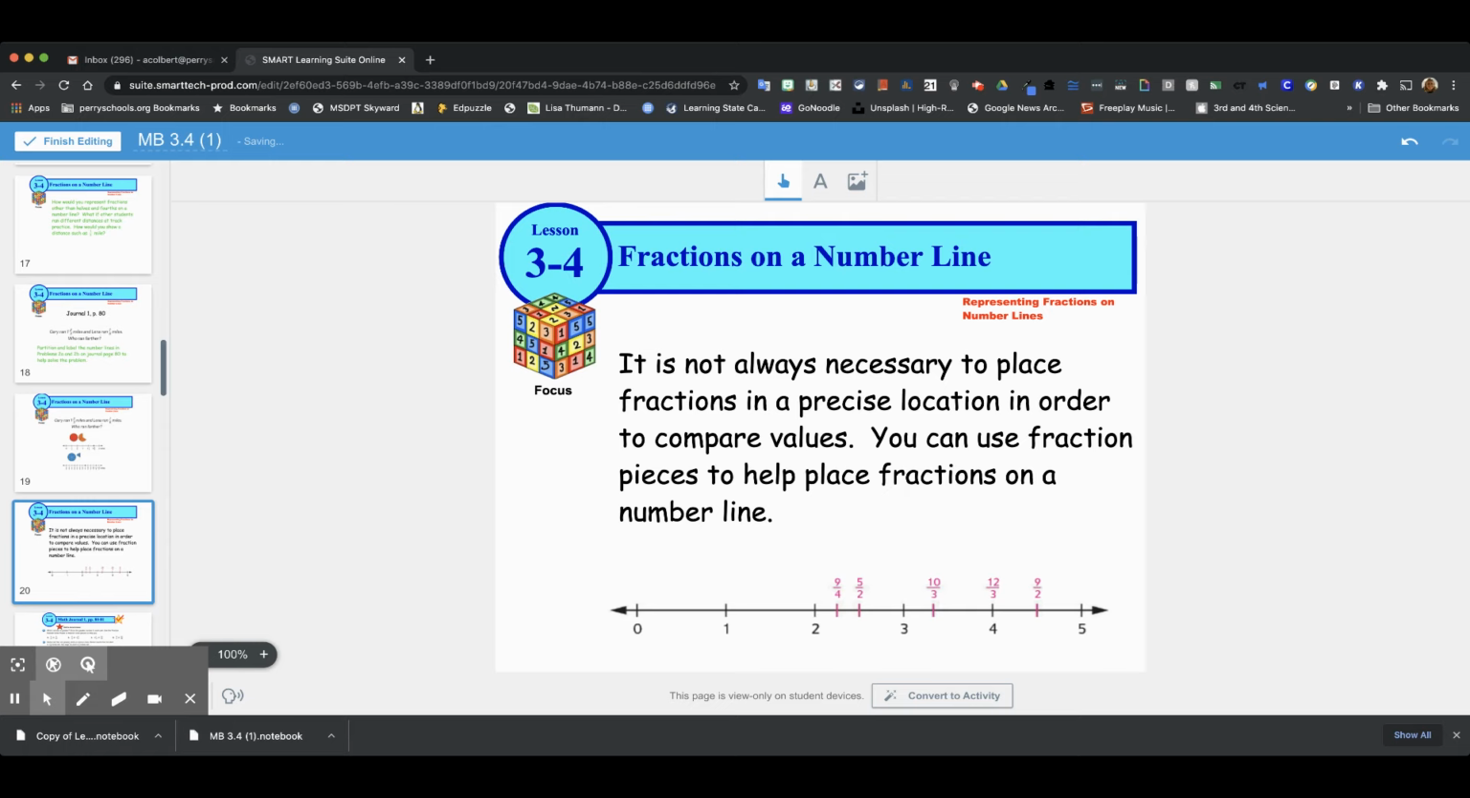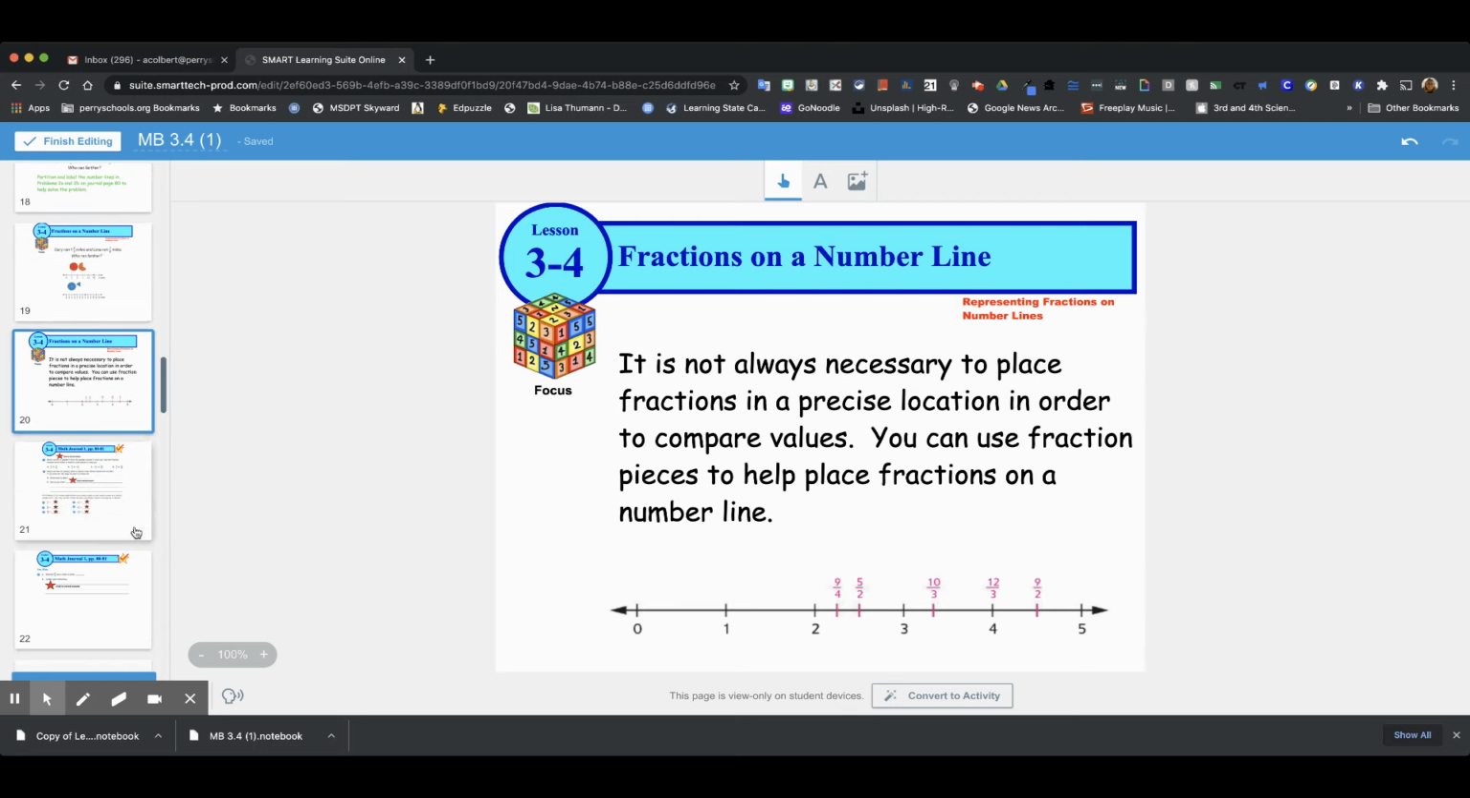I want you to note, though, that it's not always necessary to place your fractions in a precise location in order to compare your values. You can use fraction pieces to help place the fractions on a number line. As long as you have them in an area that's close and logical, you should be able to figure out where they are falling roughly on a number line.